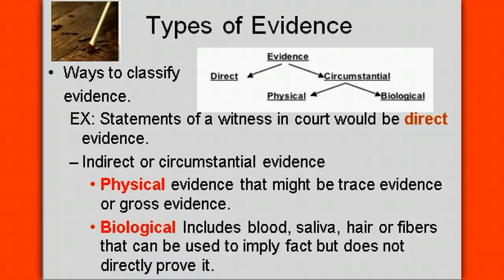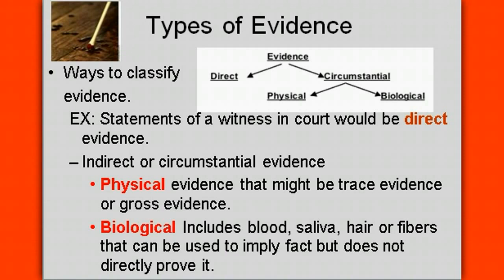So as we begin to look at the different types of evidence, there are ways to classify evidence. Now here's the thing. Evidence can be classified as either direct or circumstantial. Direct evidence indicates that there is absolutely no way that it could be anyone else that committed the crime. So one example would be a statement of a witness in court. That would be direct evidence. Someone was there, was present for the murder, homicide, whatever you want to say, and saw it happen. Or if there was a security camera, that would be direct evidence.